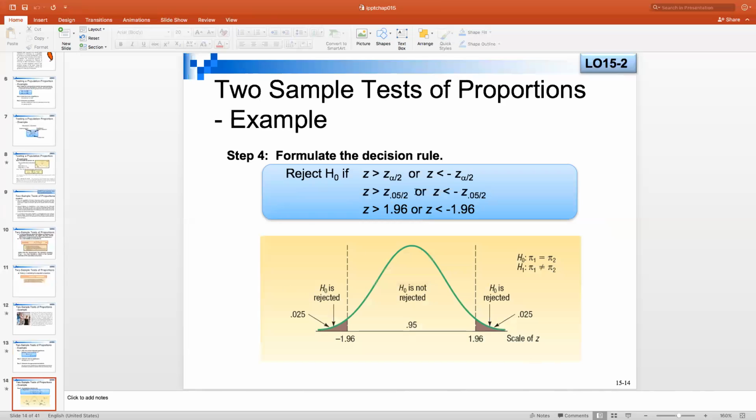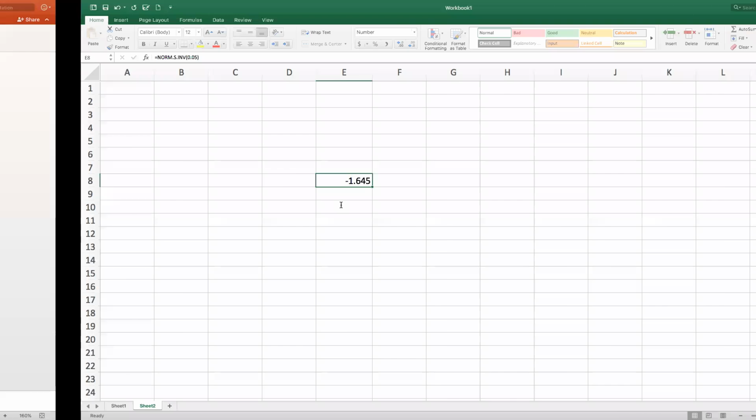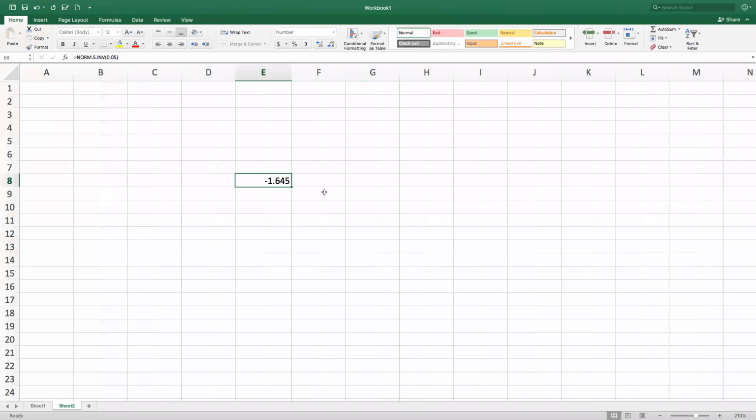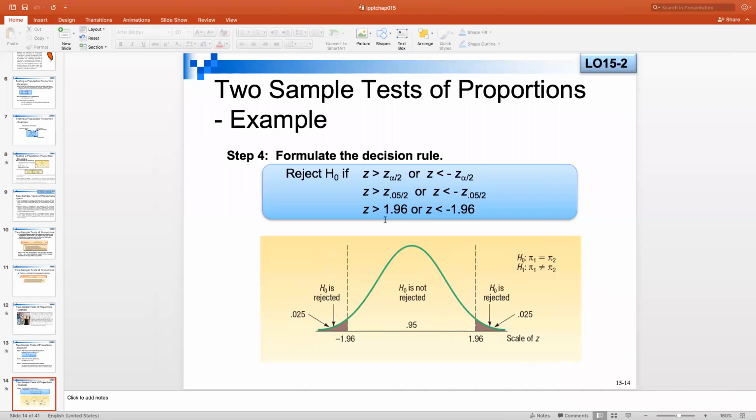We know there's going to be a splitting of the alpha because we have a two-tailed test. So if we run the NORM.S.INV, what is changing here? We're going to divide the significance level, the alpha, and when we divide that alpha, we're going to get a 1.96. Okay, so that's where we get our 1.96. As you know, that's going to be two-tailed, so it's going to be on both sides. And if our computed Z falls into the rejection region, we know we are rejecting the null hypothesis. Okay.